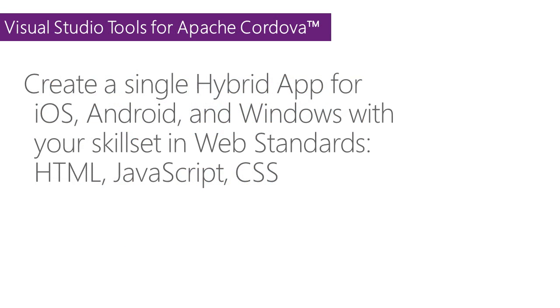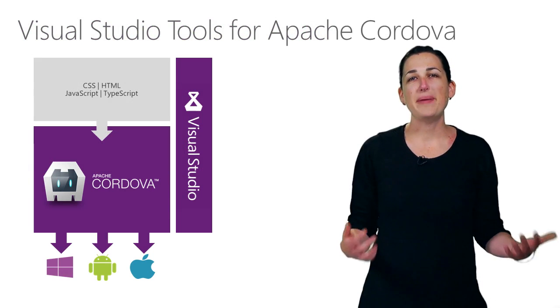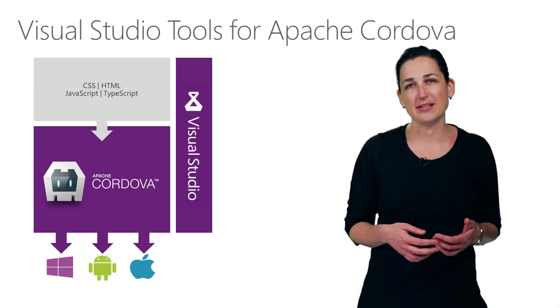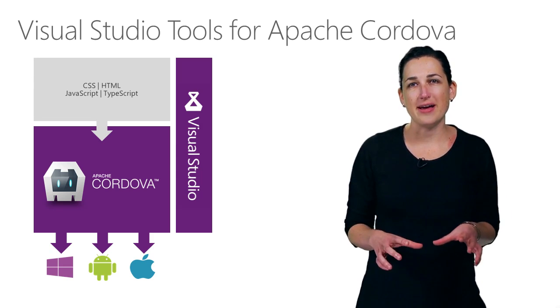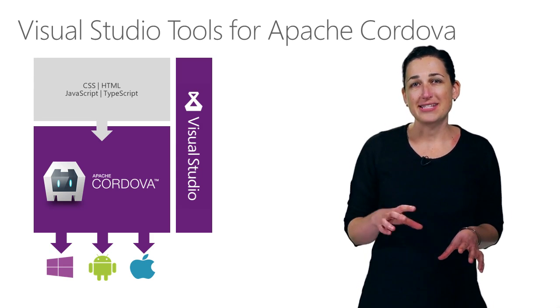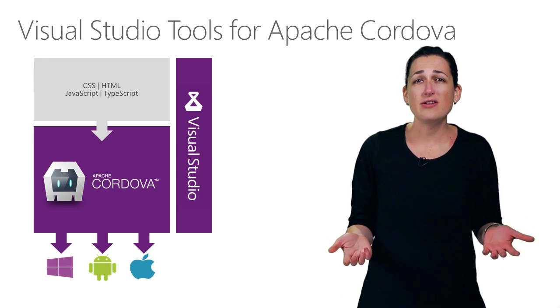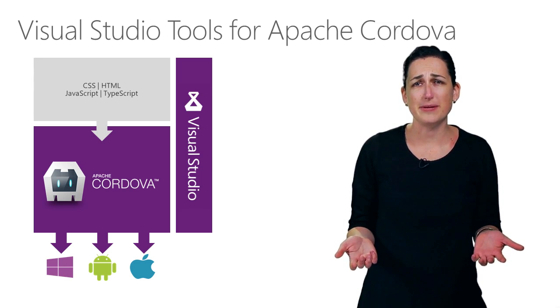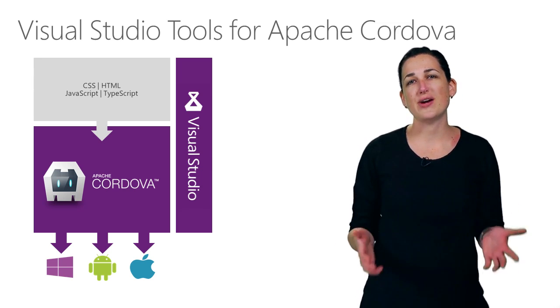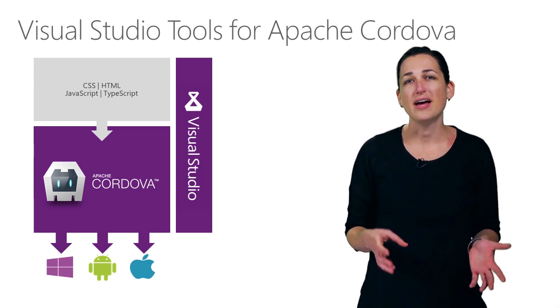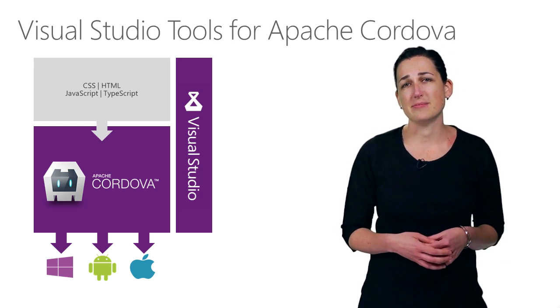With Visual Studio tools for Apache Cordova, you can create a single hybrid application for iOS, Android, and Windows, reusing your skill set in web standards, HTML, JavaScript, and CSS. Apache Cordova is an open source project that provides a set of device APIs that allow a mobile app developer to access native device functionality, such as the camera, native telephony, or even a barcode scanner from JavaScript-based APIs. It also mostly abstracts away the platform-specific packaging for each of the native mobile operating systems.